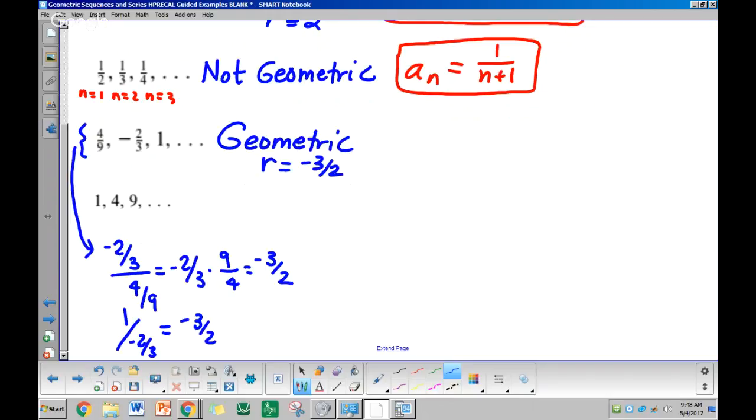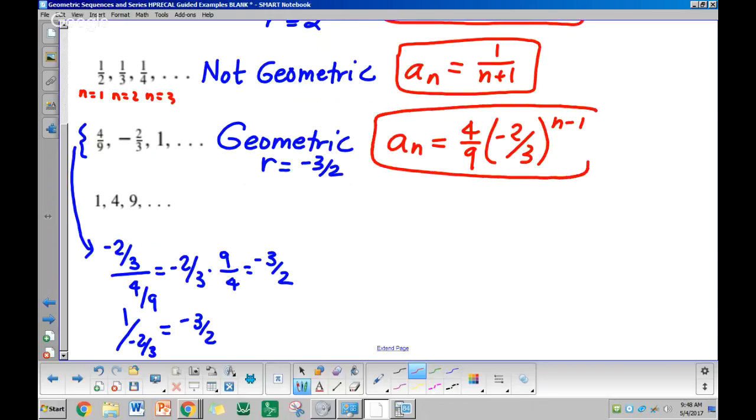Okay, so a sub n here, the general formula is gonna be, well, what is a sub 1? 4/9 times negative 2/3 to the n minus 1. 2/3 or 3 halves? Oh, no, yeah, I'm looking at the second term, you're absolutely right, sorry. Thank you for keeping me honest. You're absolutely correct. Nice, okay. What about this next one?